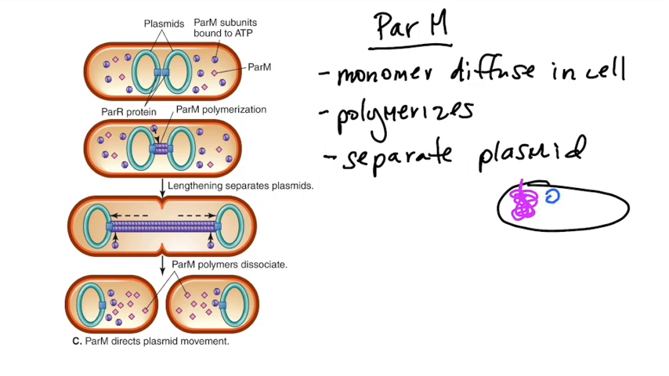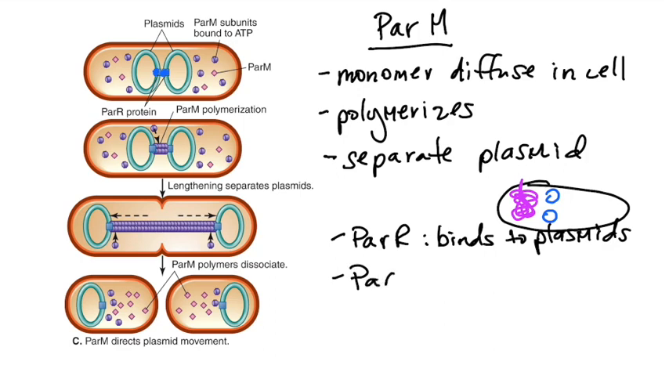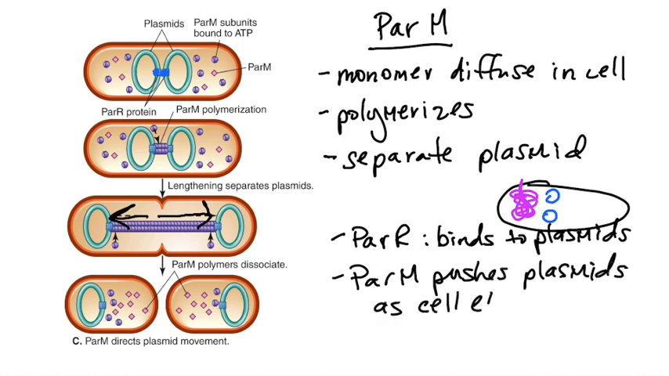But plasmids don't get attached to the cell wall, and we want to make sure that those plasmids get equally distributed between daughter cells as well. So ParM works in conjunction with a protein called ParR, and ParR actually binds to the plasmids. We can see that right up here. So these little blue squares, that is ParR bound to the plasmid. ParM then polymerizes. The polymerization of ParM pushes our plasmids apart from each other as the cell elongates. So it pushes plasmids as the cell grows, as the cell elongates.